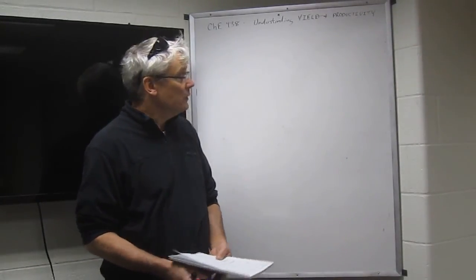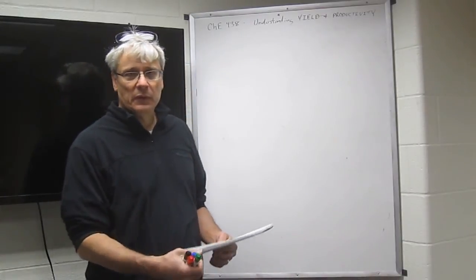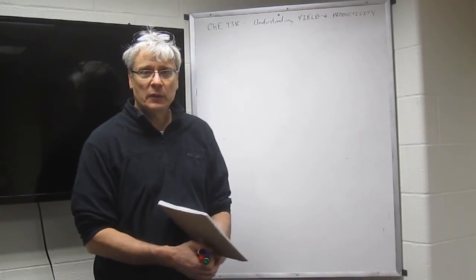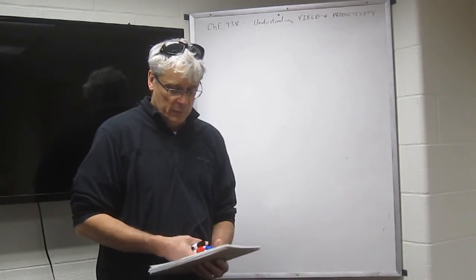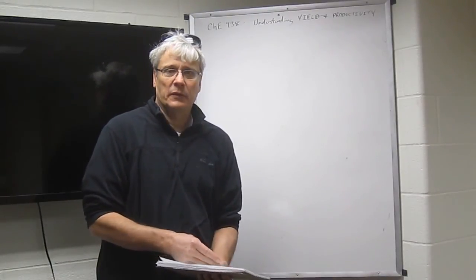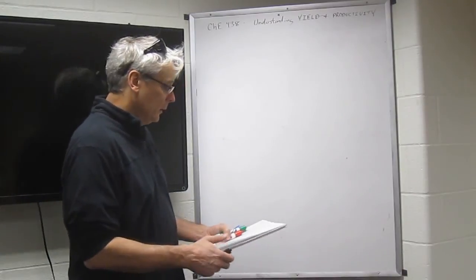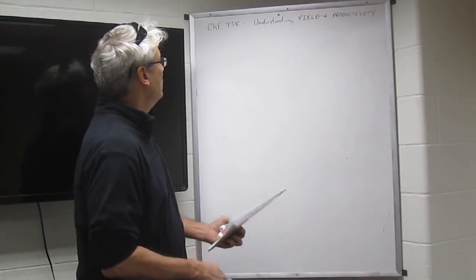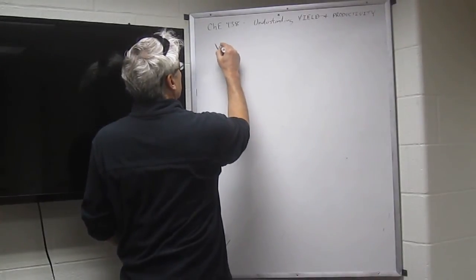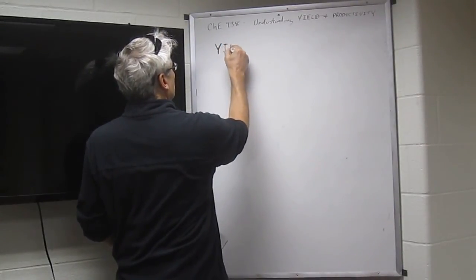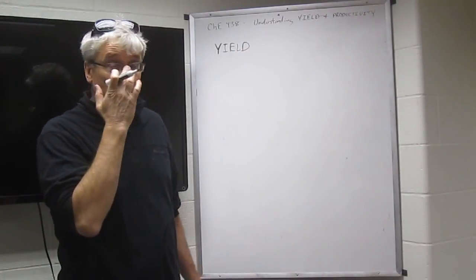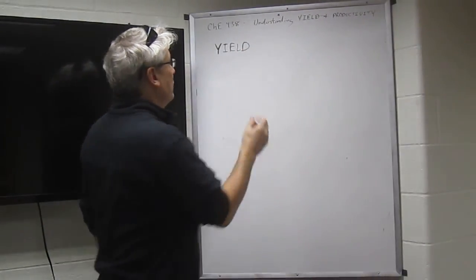Okay, what I'm going to do here is two quick modules on understanding yield and productivity, and try to relate this to some of the things that you more classically learned in ChE. Yield is relatively easy to understand if you think about standard chemistry. This is really directly related to stoichiometry.